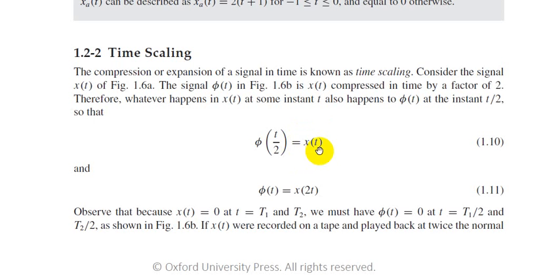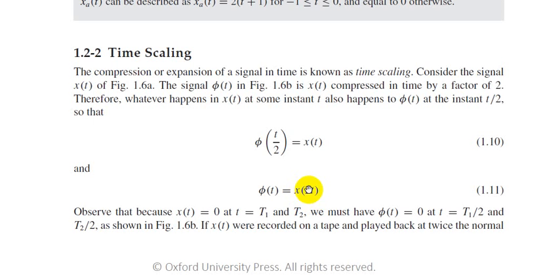So therefore the time scaling can be of two types, which is signal expansion in time axis and signal compression in time axis. So we represent this time scaling operation of any signal. If the signal is x, then we express it with the x of alpha t, where alpha is the scaling factor. If the value of alpha is greater than 1, here it is 2.